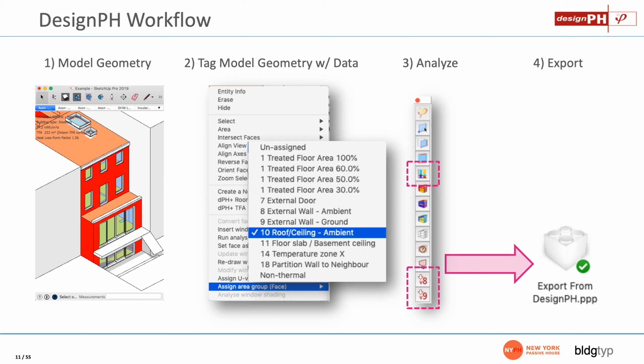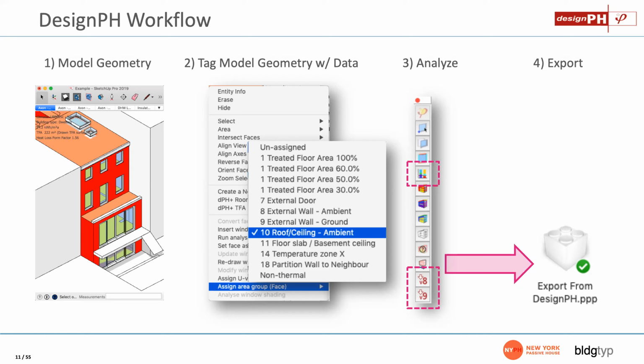We would then move into an analysis phase. So DesignPH includes a set of analysis functions. They've implemented some of the energy modeling inside of the SketchUp tool, but not all of it, just a few. So we can get a good preview of our analysis in our SketchUp tool. Once we're done with that analysis phase, we would then export out of SketchUp into the PHPP.